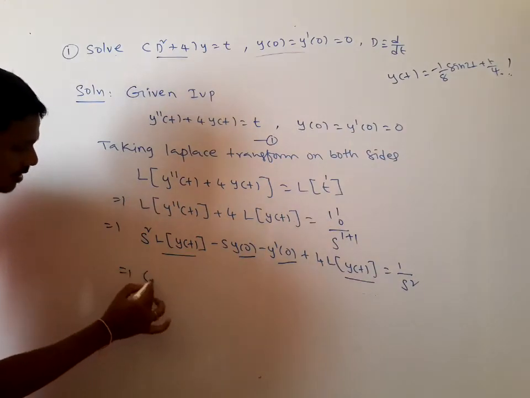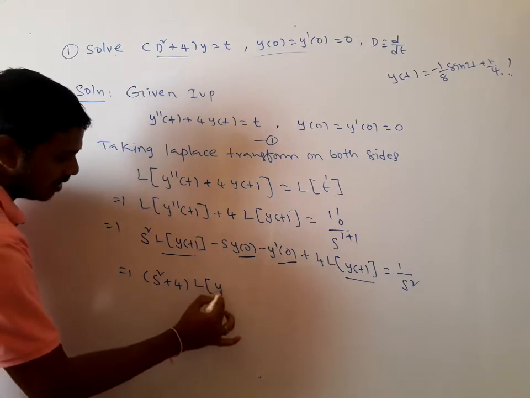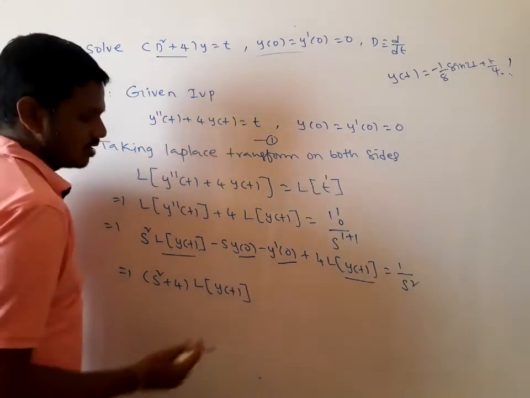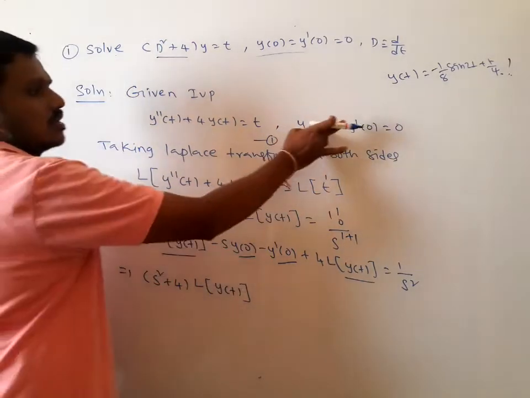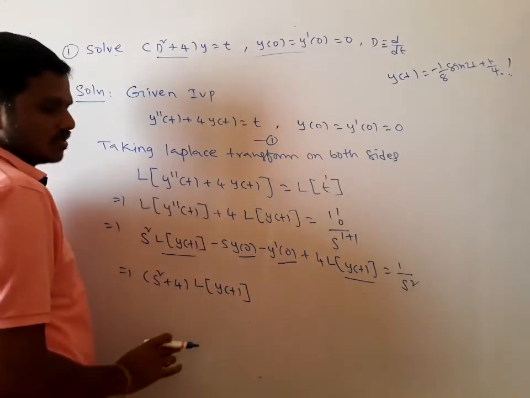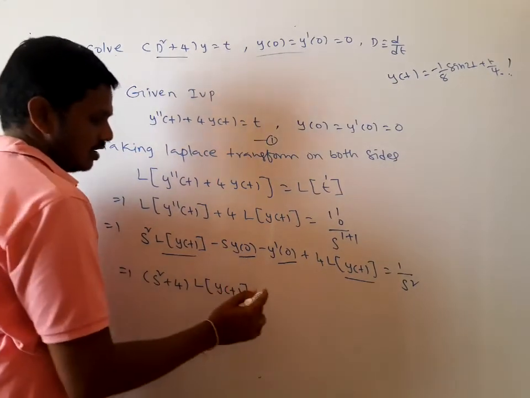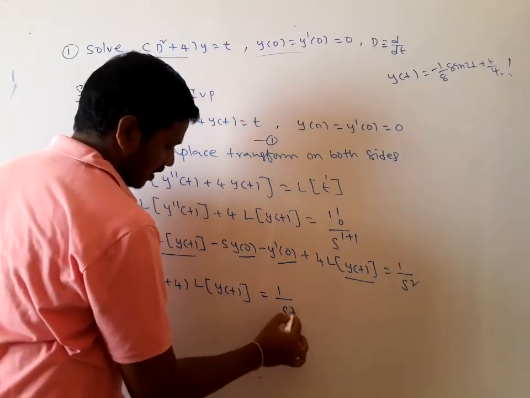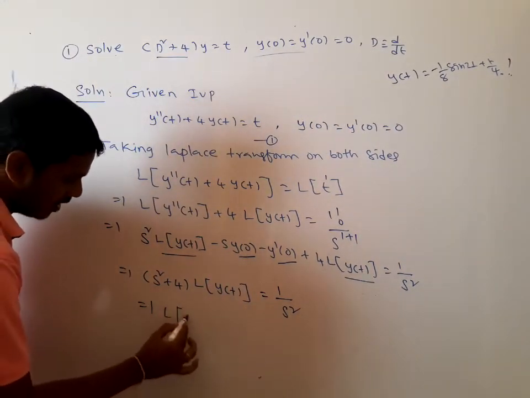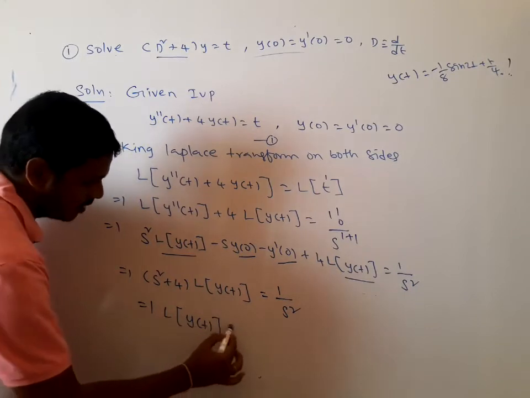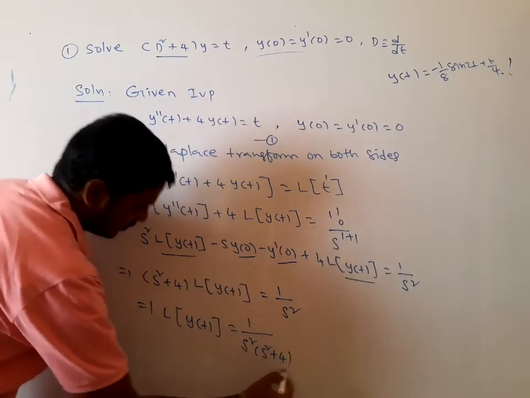If you take it common, s square plus 4 times the Laplace transform of y of t is equal to the remaining terms, which you take to the right side. Here those terms become 0, because y of 0 is 0 and y dash of 0 is 0. That means except these terms, no terms exist on the left hand side. So it is equal to 1 by s square. You take s square plus 4 to the right side. So the Laplace transform of y of t is equal to 1 by s square into s square plus 4.